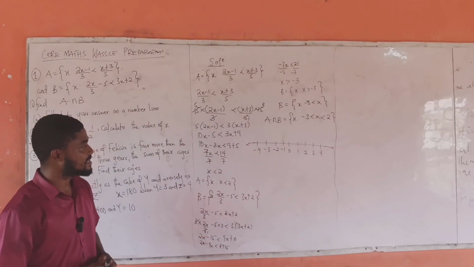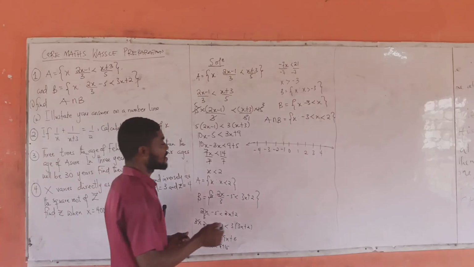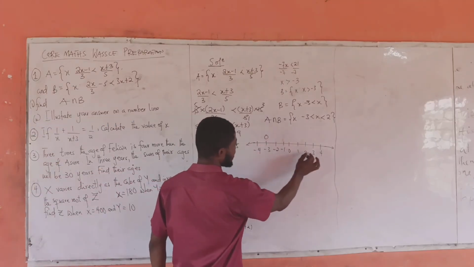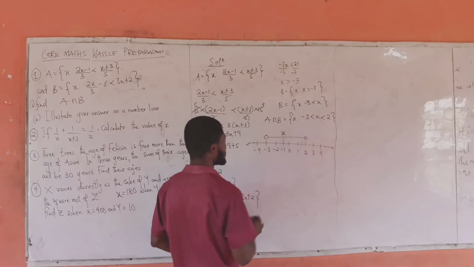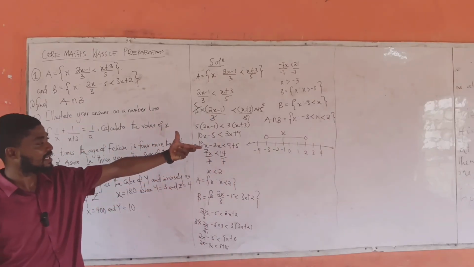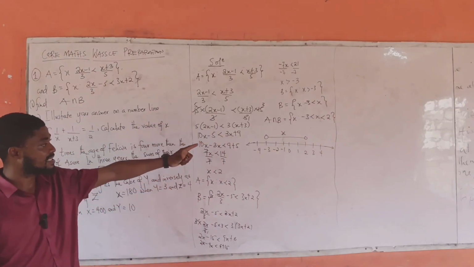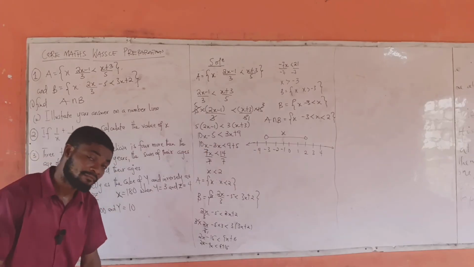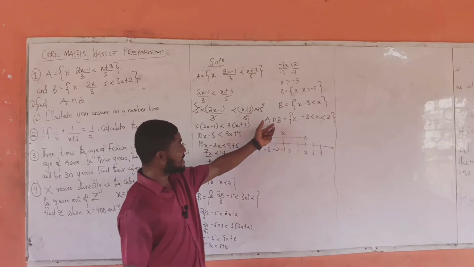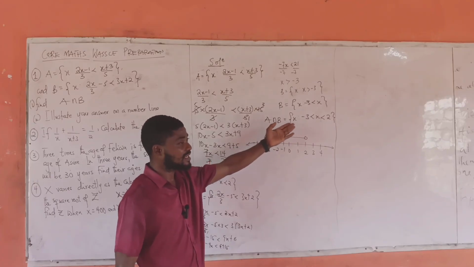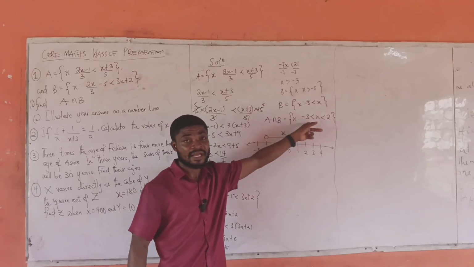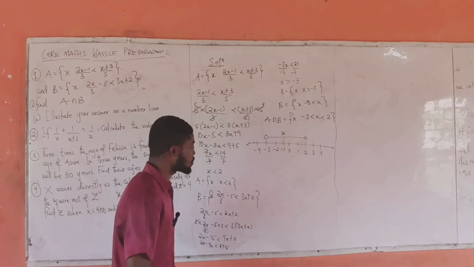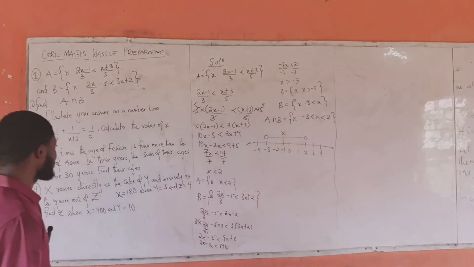Now I locate my negative, I locate my positive. So negative 3 here, and positive 2 here, like this. This is x. So this reads as x is greater than negative 3, but less than positive 2. So A intersection B is going to be read as x such that x is greater than negative 3, but less than positive 2. So this is it for question 1.